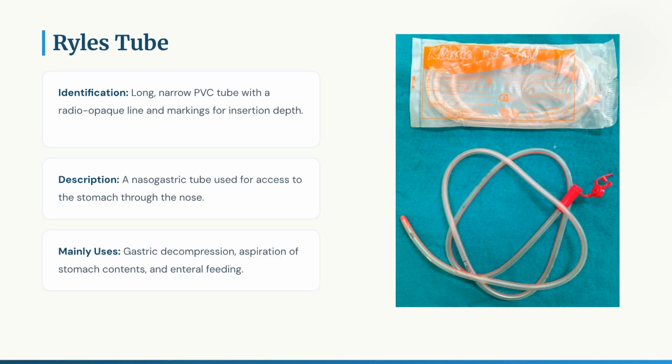The Ryle's tube is a long, narrow PVC nasogastric tube with insertion markings. Its main uses are gastric decompression, aspiration of stomach contents, and enteral feeding.